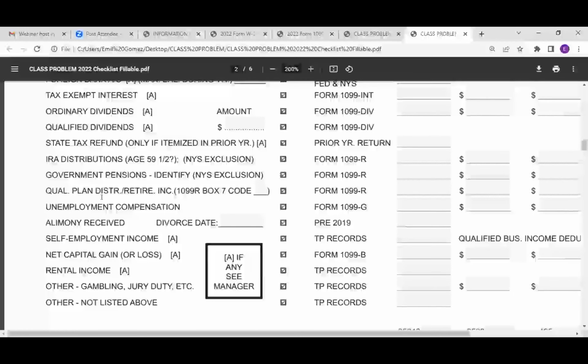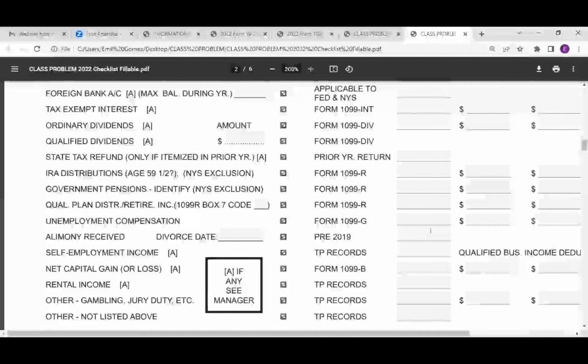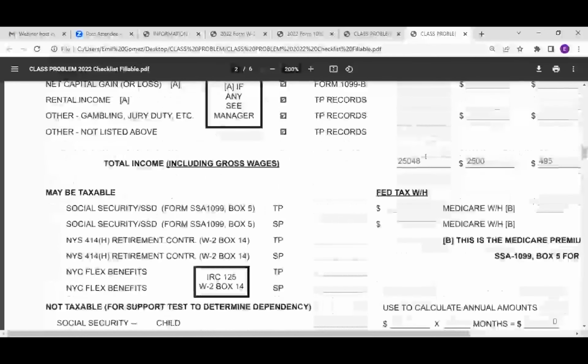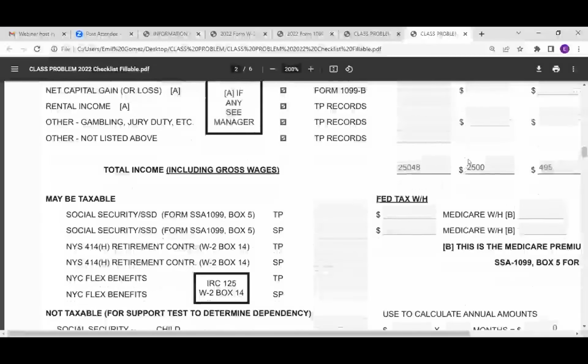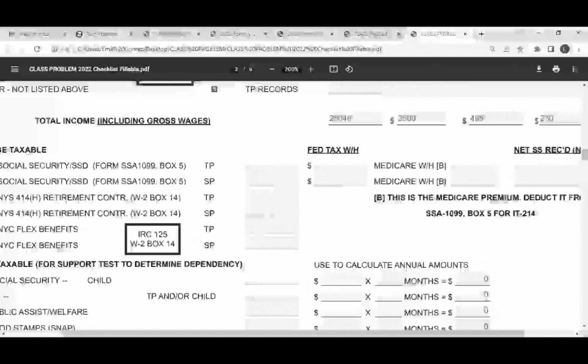Towards the bottom here, where it says total income, it is more or less the sum of some of these numbers. I don't think it's an automatic calculation. You might have to calculate those numbers. Again, total income, federal withholdings, state withholdings, and even city withholdings.